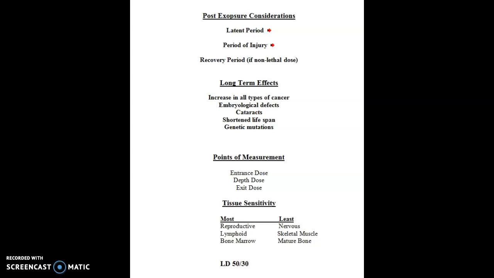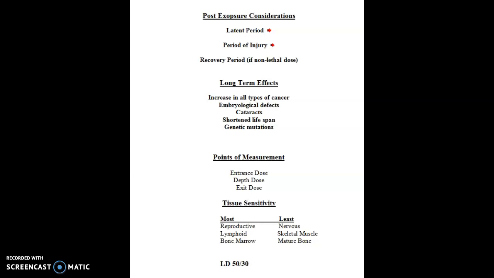On your least sensitive side, you've got the nervous tissue, skeletal muscle, and mature bone. Mature bone as opposed to young bone that may still be growing, like a small child that's still growing. This is talking about an older adult where the bones are no longer growing.